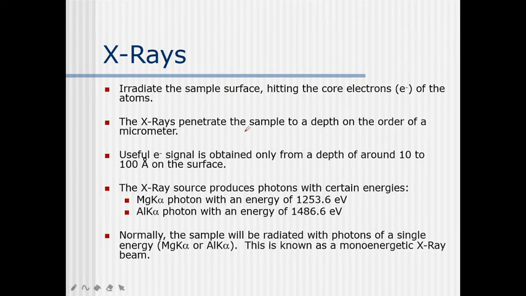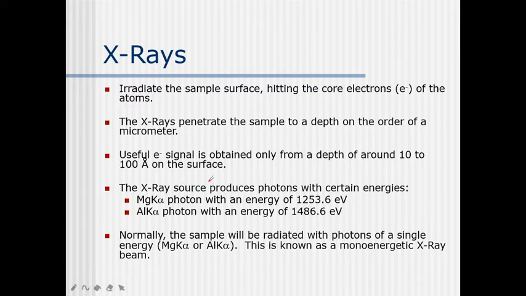Now, what are X-rays? Whenever there is an irradiation of the sample surface, the X-rays hit the core electrons of the atoms. The X-rays penetrate the sample to a depth on the order of a micrometer. So if the X-rays have to eject the electron, they have to move into the depth of a micrometer. This will produce an electron signal which is obtained only from a depth of around 10 to 100 angstrom on the surface. Now this is the range through which we are going to get some useful electronic signal.